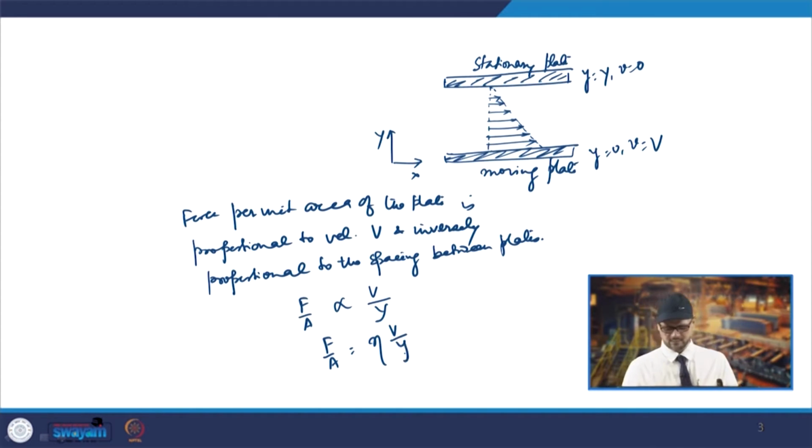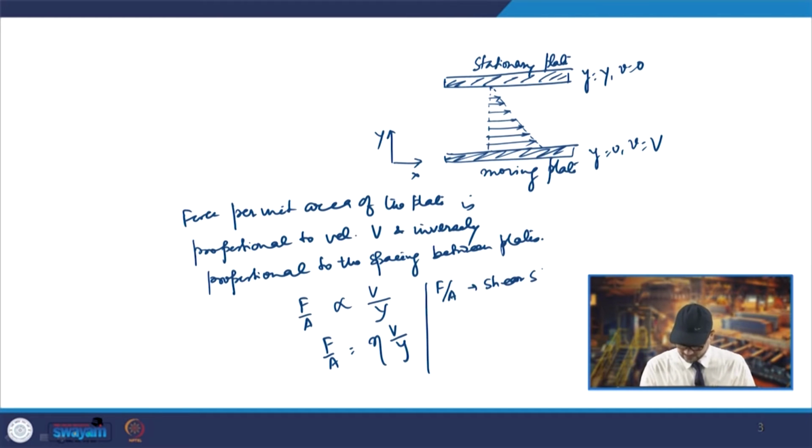So, F by A, force per unit area, is the shear stress. F by A will be the shear stress at the interface. So, this is known as the shear stress that will be at the interface between the lower plate and the adjacent fluid layer.